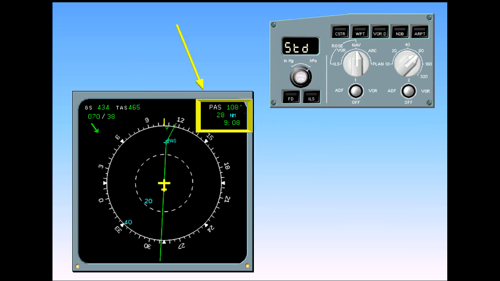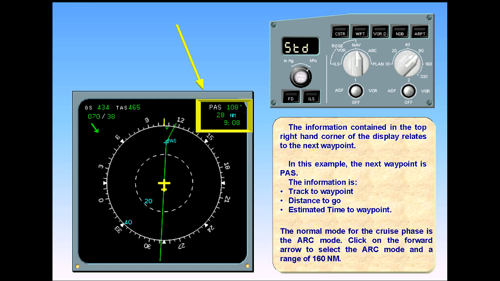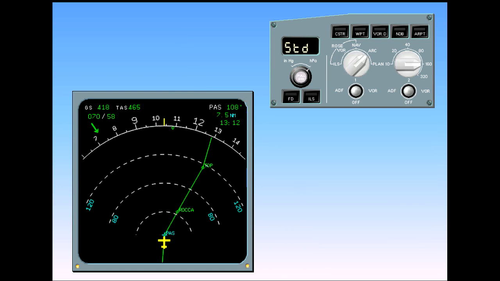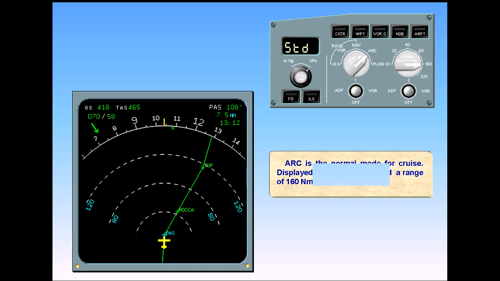The information contained in the top right-hand corner of the display relates to the next waypoint. In this example, the next waypoint is PAS, Papa Alpha Sierra. The information is track to waypoint, distance to go, estimated time to waypoint. The normal mode for the cruise phase is the ARC mode. Click on the forward arrow to select the ARC mode and a range of 160 nautical miles. ARC is the normal mode for cruise. Displayed is the ARC mode and a range of 160 nautical miles.